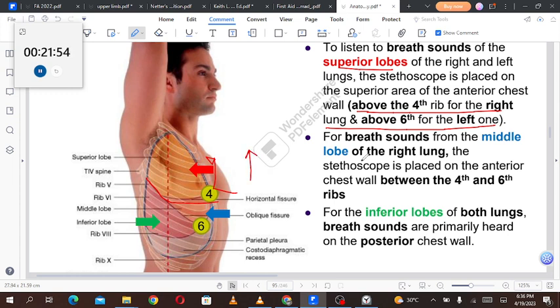For breath sounds from the middle lobe of the right lung, the stethoscope is placed on the anterior chest wall between the fourth and sixth ribs. So between the fourth and sixth ribs, we auscultate the chest on the right side.